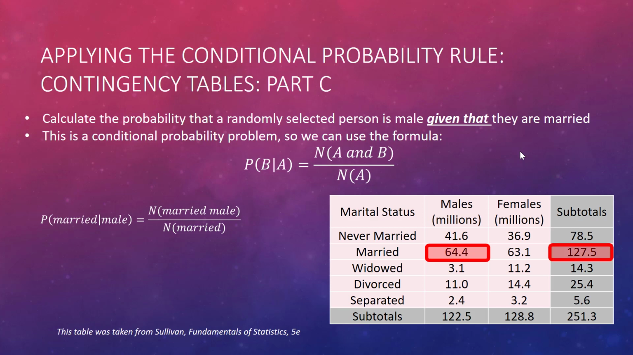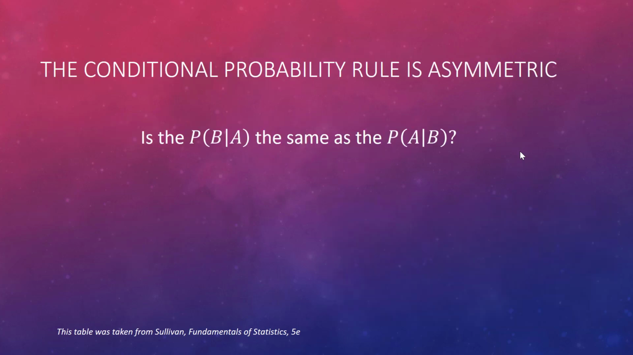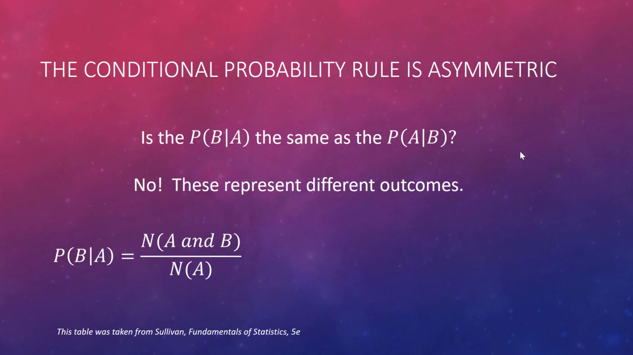And the answer is it's different. Before we were dividing by the number of males. This time we're dividing by the number of people who are married, which is 127.5. When we divide those two numbers, we get about 0.51 or 51%. So we can see that the conditional probability rule is asymmetric. To answer the question, is the probability of B given that A occurred the same as the probability of A given that B occurred? The answer is no.